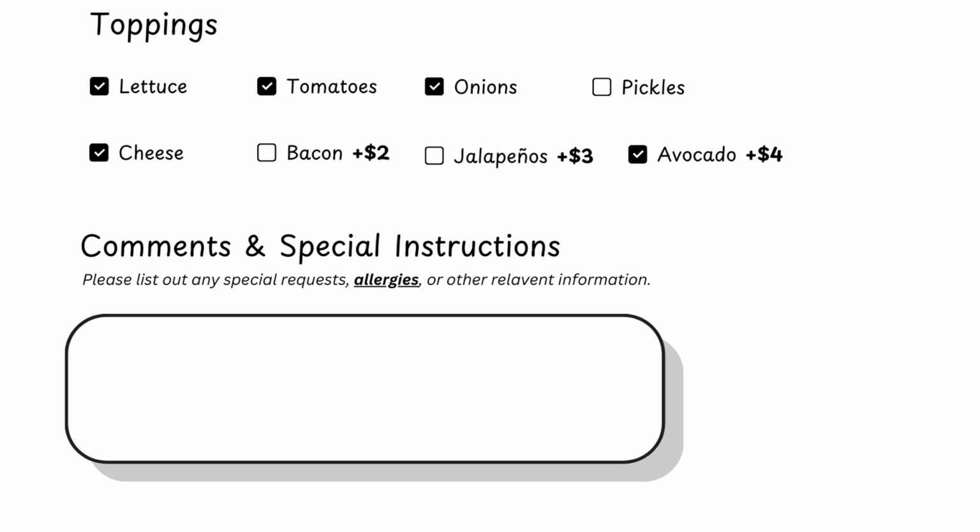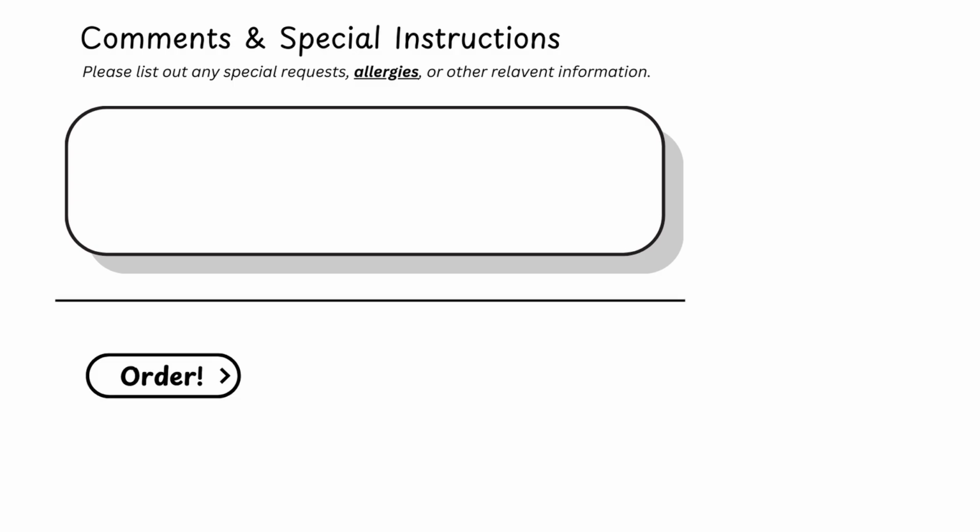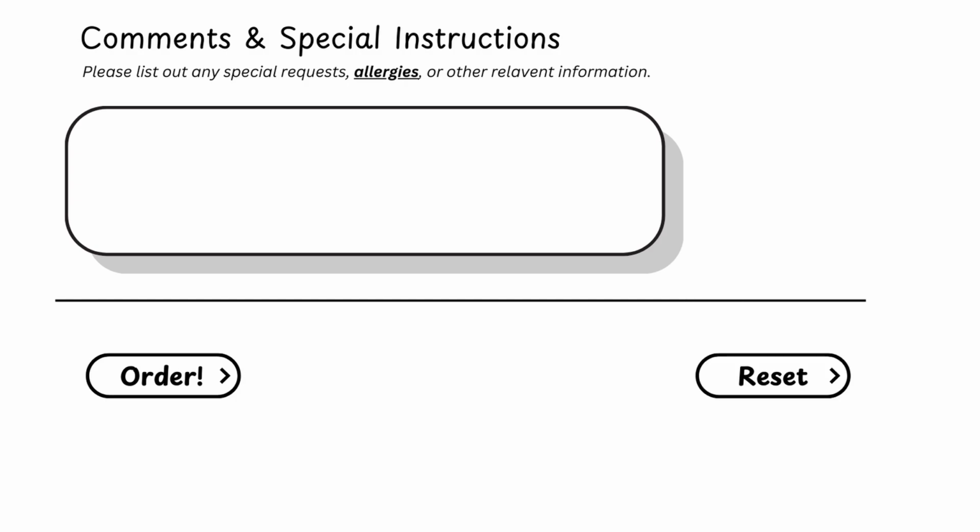After building their burger, I'd like to have an additional information section where users can write specific comments or requests. And then finally, at the end of the form, users should be able to click submit. But also, if they decide to change their mind, they should also have an option to wipe everything clean. So now that we have our design in mind, we can go ahead and start actually building the app.